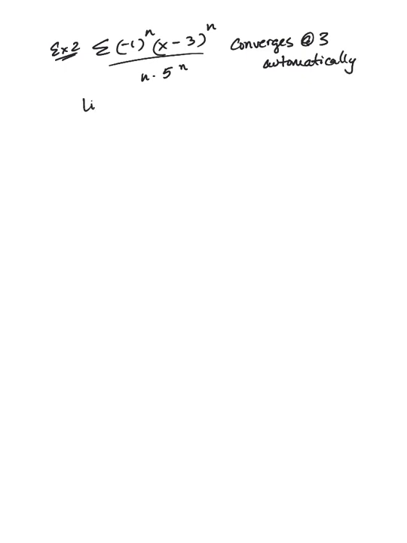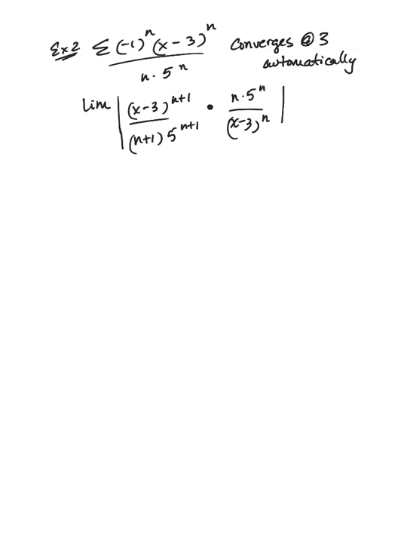So we have the limit. Remember, it's absolute value, so this negative 1 to the n isn't going to matter. So we're going to have x minus 3 to the n plus 1 over n plus 1 times 5 to the n plus 1. Then I multiply by the reciprocal because I'm dividing. So that's going to go in the denominator. This is going to go in the numerator. As n goes to infinity, n. Okay? All right, so this is going to all cancel.